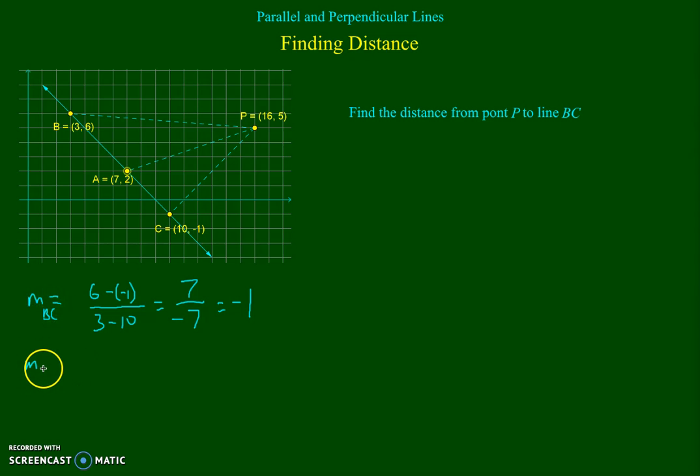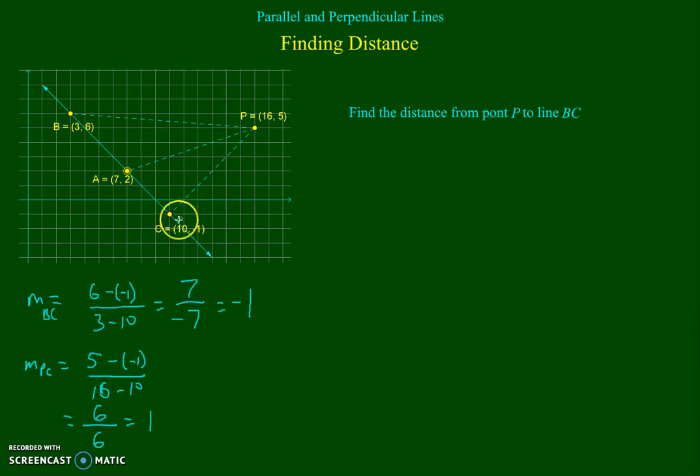And now let's find the slope of PC. So that's the difference of the y's, so it's 5 minus -1, over the difference of the x's, 16 minus 10. That gives us 5 minus negative 1 is 5 plus 1, which is 6. 16 minus 10 is 6, so this is 1.